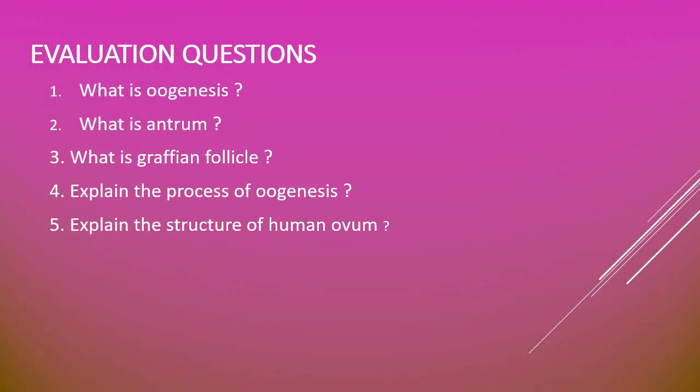In this class, we have learned what is oogenesis and the various stages of oogenesis, what is primary follicle, secondary follicle, tertiary follicle, and the structure of the human ovum. Meet you in the next class with another video.